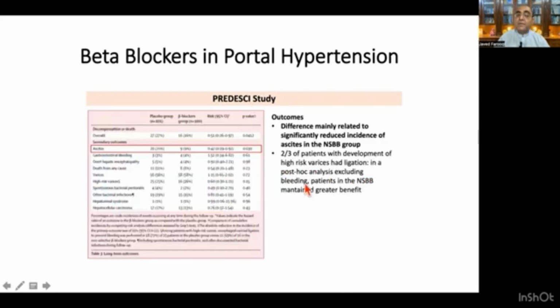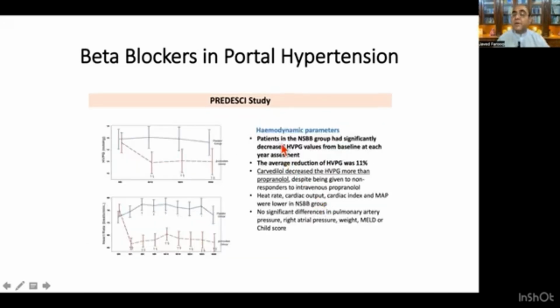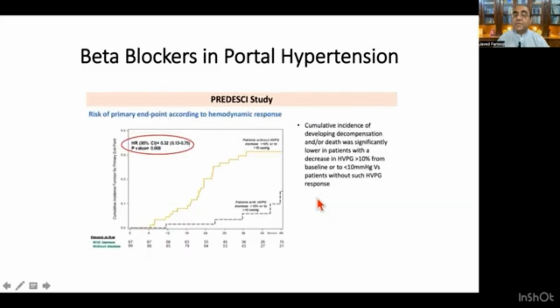And two thirds of the patients with development of high-risk varices had ligation in a post-hoc analysis, including beta blockers. Patients in the non-selective beta blocker group maintained greater benefit. And the benefit of non-selective beta blockers was more pronounced in patients with small varices and non-alcoholic cirrhosis. So in the hemodynamic impact, the average reduction of hepatic venous pressure gradient was 11%. And this is the cumulative incidence of developing decompensation and death.